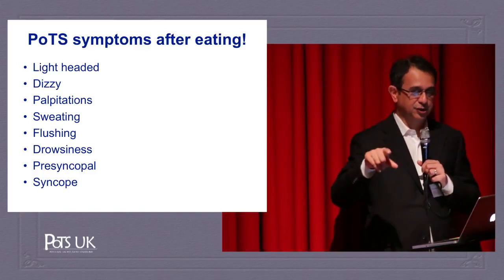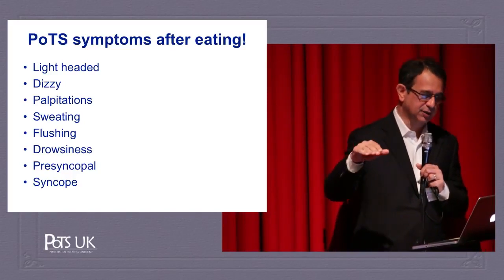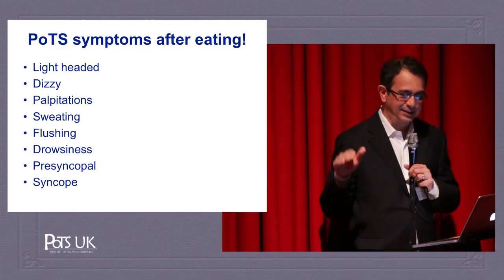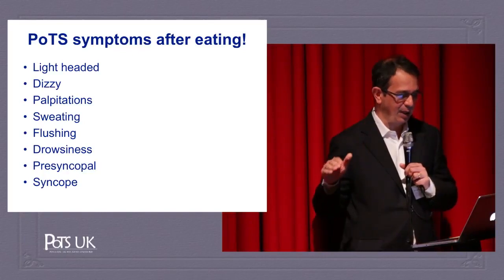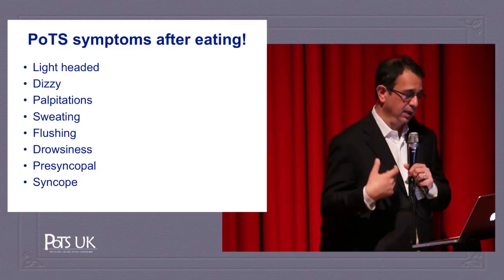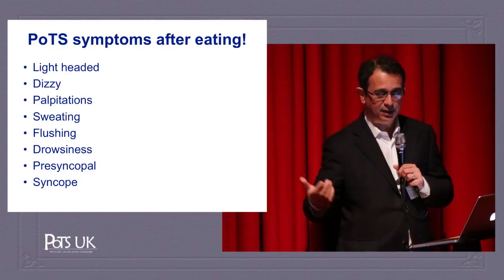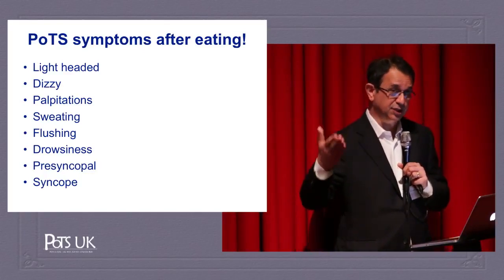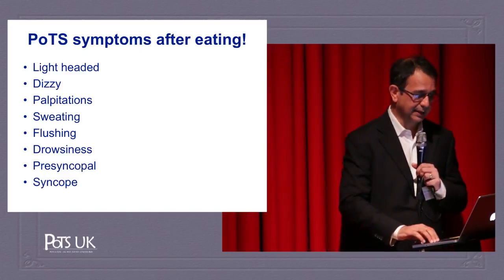What POTS symptoms can occur after eating? So this is in patients with POTS. Can their symptoms be triggered with eating? And indeed they can. We have patients who tell us we eat, we get lightheaded, dizzy, we get palpitations, sweating, flushing, drowsiness, we feel pre-syncopal, and some of them will have fainting episodes, especially if they eat and stand up, they will faint. And this is more extreme. Most people don't do that, but certainly there is a small group that will actually do exactly that.